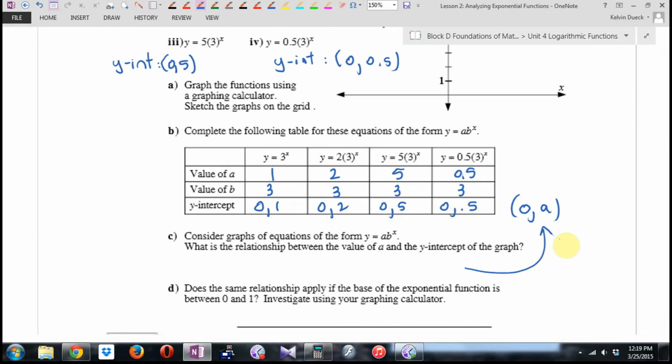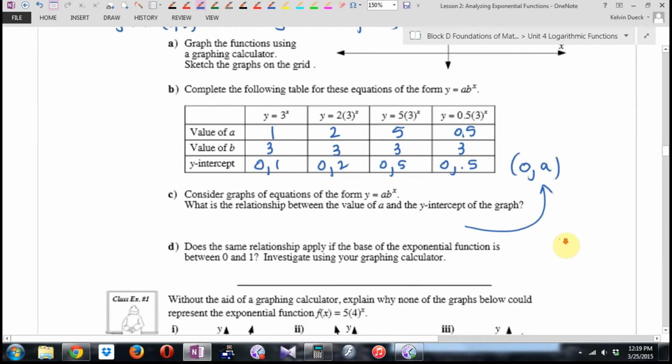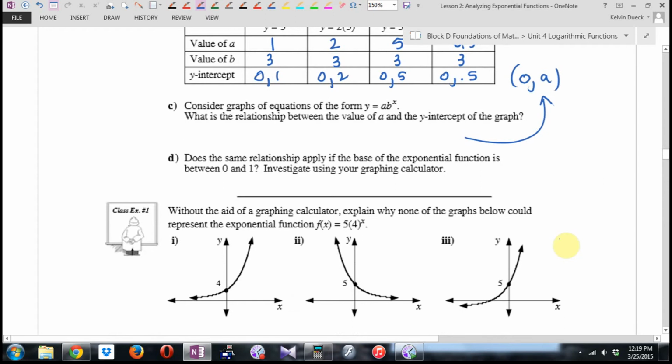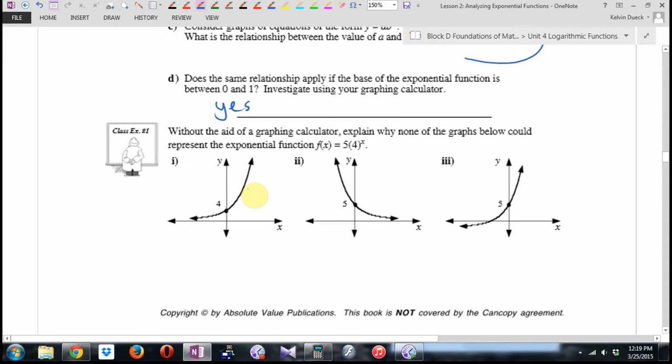What if A was negative 5? What would the y-intercept be? 0, comma, negative 5. Now, how the heck is that going to work? We'll talk about that in a second, but it'll work. D says, does this also work for decay graphs where your base is a fraction? Yes, it does. I'm not going to do a bunch of graphs because we got a shorter class today with the assembly. So here would be a good question.